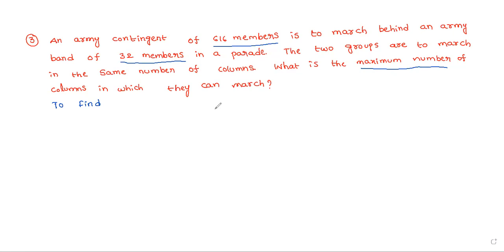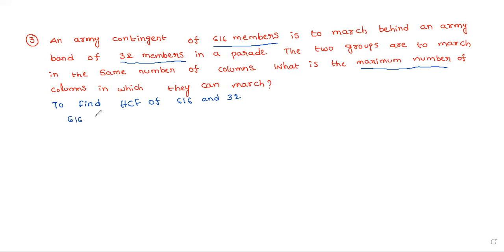So 32 members in each column, and the total is 616 members. To arrange them so that 32 members fit in columns, simply, we need to find the HCF of 616 and 32. Any one method can be used, it is not compulsory. I am using the prime factorization method, no problem. This is an explanation of the Euclid division lemma problem you have considered.